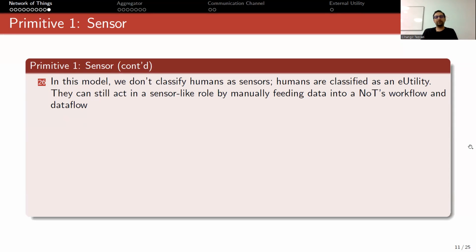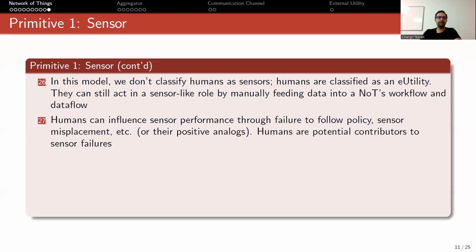In this model, we don't classify humans as sensors. Of course, this is a NIST decision, and I totally agree. In some of the Internet of Things definitions, they also classify humans as sensors, okay? But I prefer not to do that. This is important. Humans are classified as an external utility. They can still act in a sensor-like role by manually feeding data into a network of things workflow and data flow, but they shouldn't be considered as sensors.